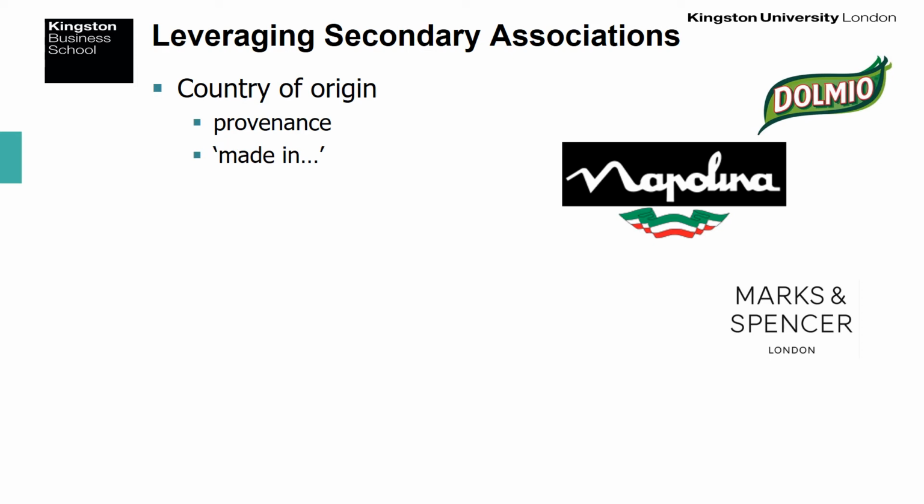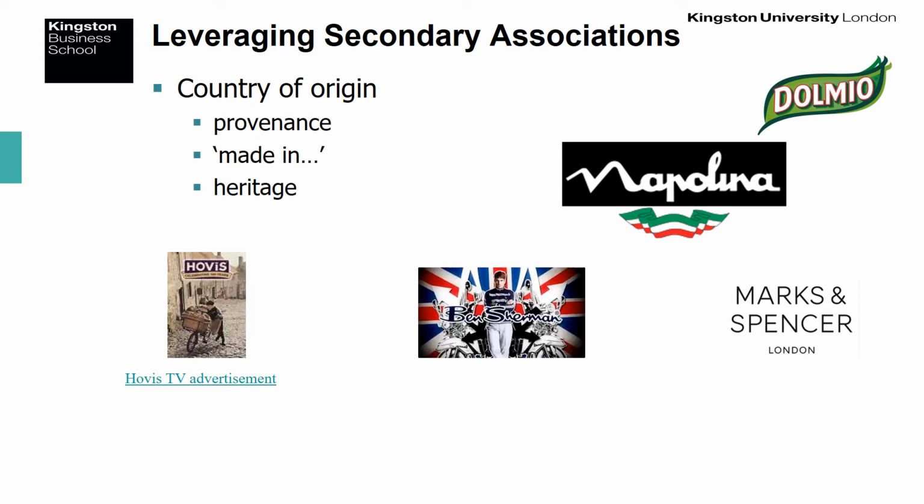Sometimes brands deliberately say where they are made, made in France, made in Italy, because those countries have strong positive associations. And sometimes brands talk about and make much of in their brand positioning their heritage, how long they have been around in a particular country. So we can see here Hovis, which is a brand of bread that goes back to the 1900s in the UK and uses late Victorian and Edwardian imagery in its advertising.